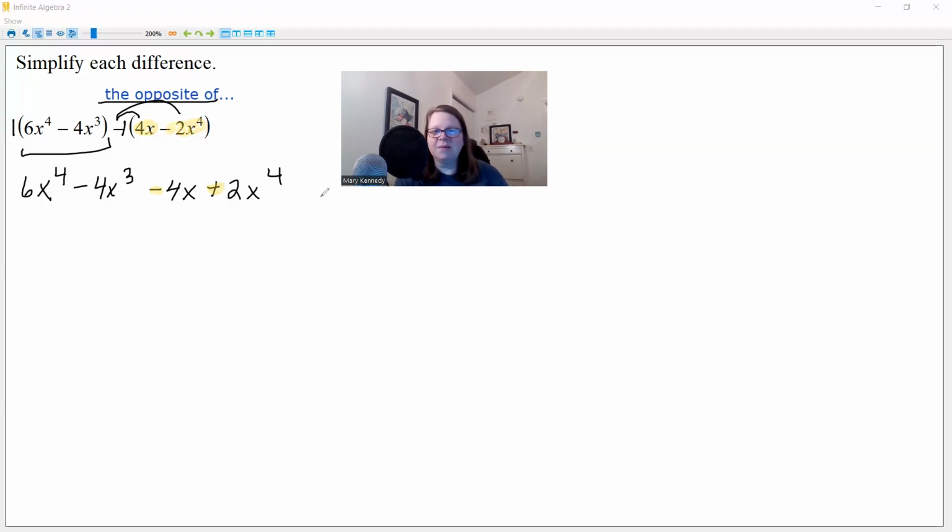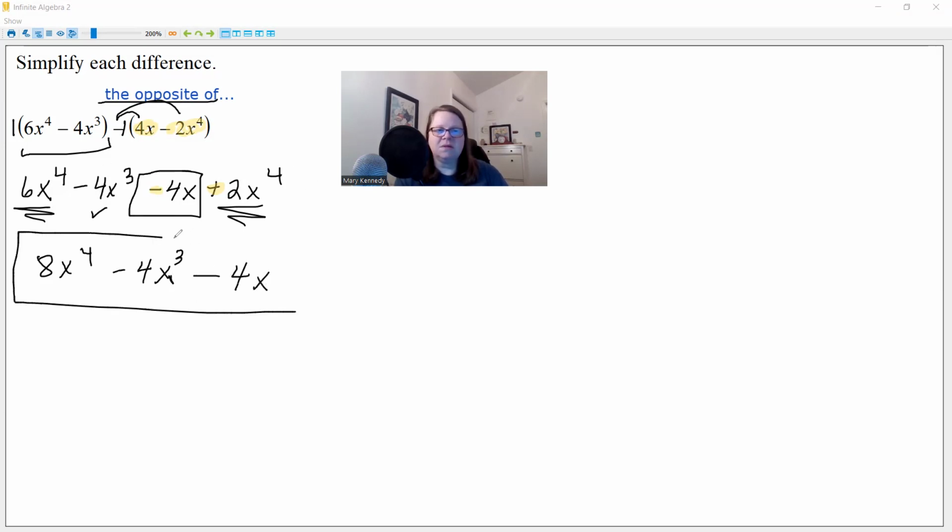So now you're ready to combine like terms. So let's go to we have a 6x to the fourth and a 2x to the fourth. 6 plus 2 is 8. And then we have a negative 4x cubed. Nothing else is x cubed, so we can just bring it down. And then we have a negative 4x. And there's nothing to combine that with. And so this is the answer. This is the simplified difference.